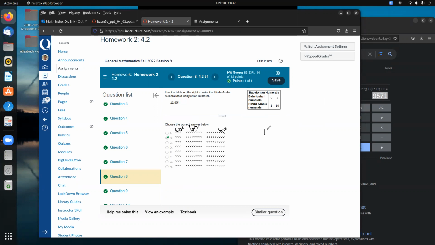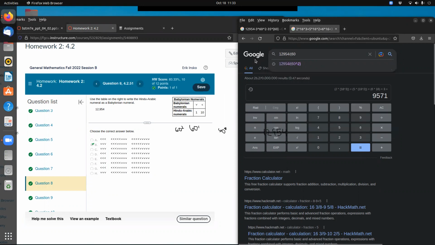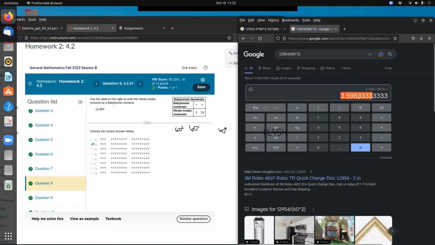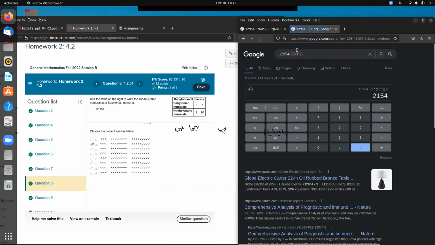So what you have to do is take 12954 and figure out the largest power of 60 that will divide it. And in this case, it's 60 squared. So this is one where I'm gonna have to definitely use a calculator or Google. So I have 12954, okay? And then I'm gonna divide by 60 squared. And I get 3.5983. So what that means is that 3 times 60 squared is the largest multiple of 60 squared that is less than 12954. So what you can do now is ask, what is 12954 minus 3 times 60 squared? That gives you a remainder of 2154.